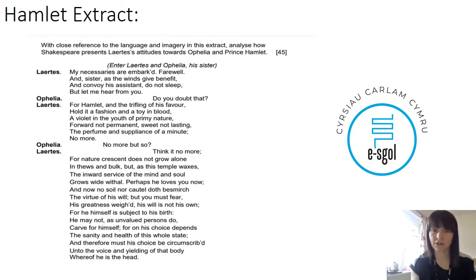The first thing that you'd want to definitely think about is the speech weighting, okay? Often there's a lot being said by just the way it's structured on the page, okay? If you look at the weighting of speech, Laertes has long sections of speech, whereas Ophelia has 2 lines within this section, and both of them are questions.